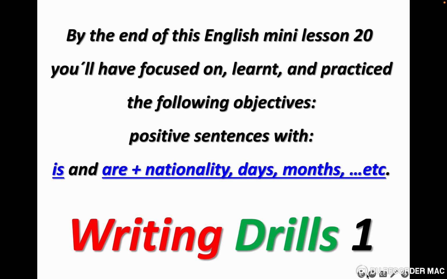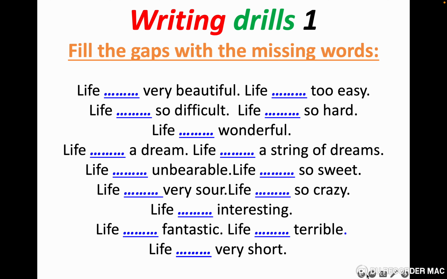By the end of this English mini lesson 20, you will have focused on, learned and practiced the following objectives. Positive sentences with verb to be, is and are, plus nationality, place, the days of the week, the months of the year, and many other things. So it's called writing drills number 1. Let's see. Writing drills 1.